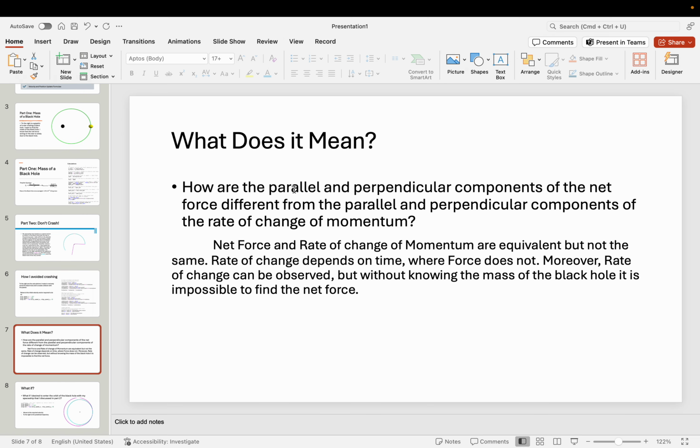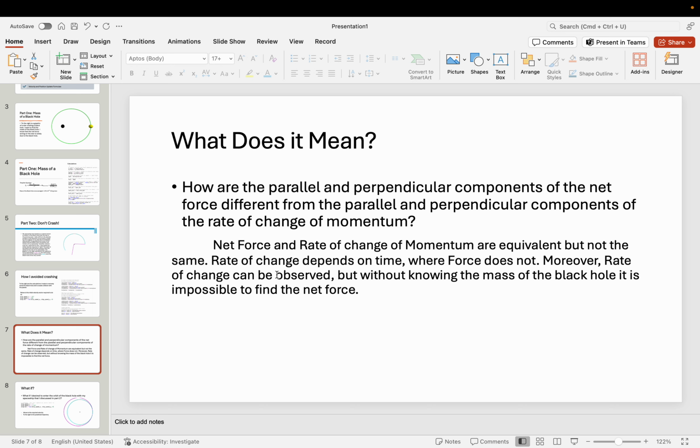So what does this all mean? The question we're going to be addressing here is how the parallel and perpendicular components of the net force are different from the parallel and perpendicular components of the rate of change of momentum. Net force and rate of change of momentum are equivalent, but not the same. Rate of change depends on time, where force does not.